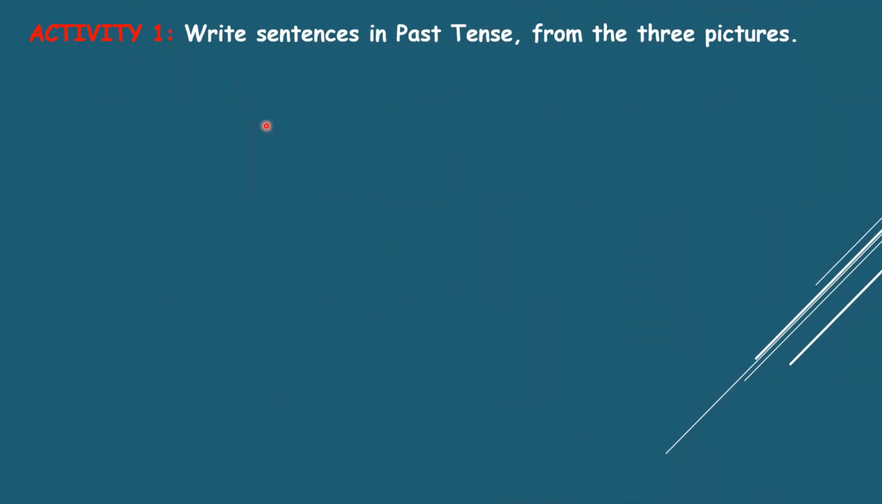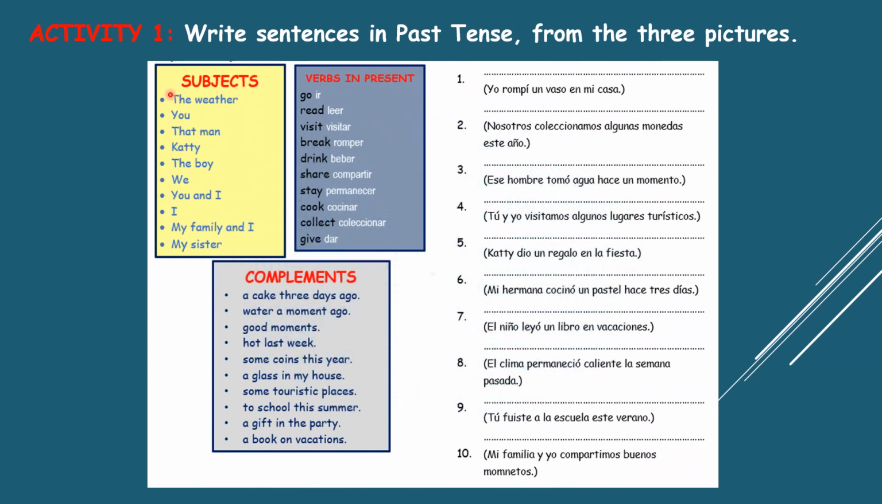Activity 1. Write sentences in past tense from the 3 pictures. Here we have the first activity for this week. Esta actividad es muy similar a las que hemos estado haciendo. Aquí tiene los subjects, los verbs in present and the complements. Usted tiene que guiarse primero transformando los verbos en pasado y guiarse con las oraciones en español para poder formarlas. Good luck. Continue.